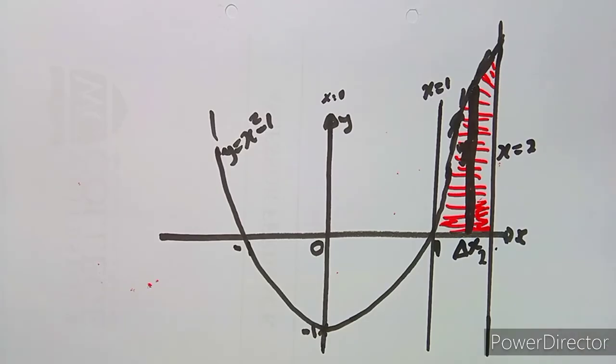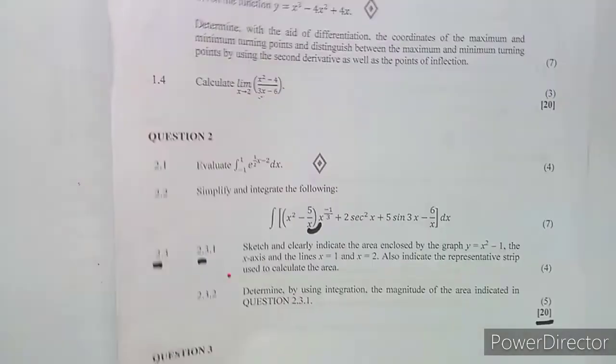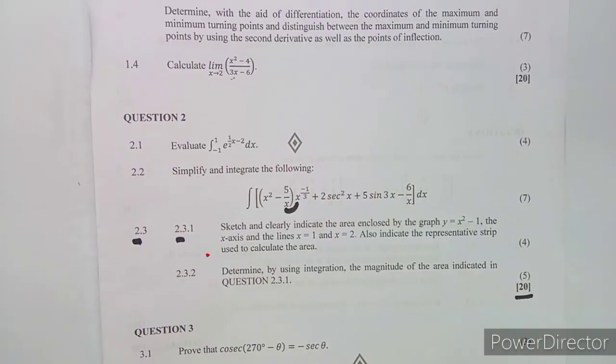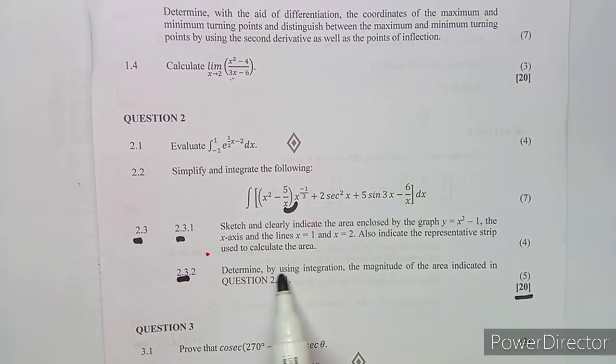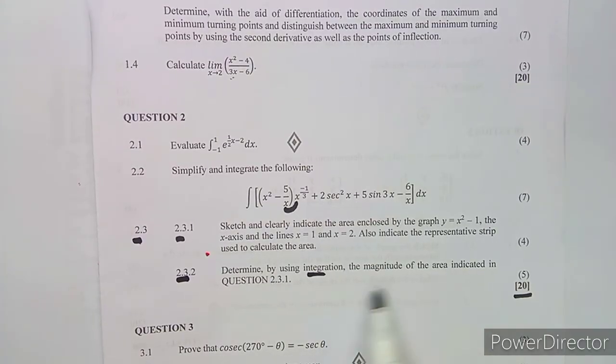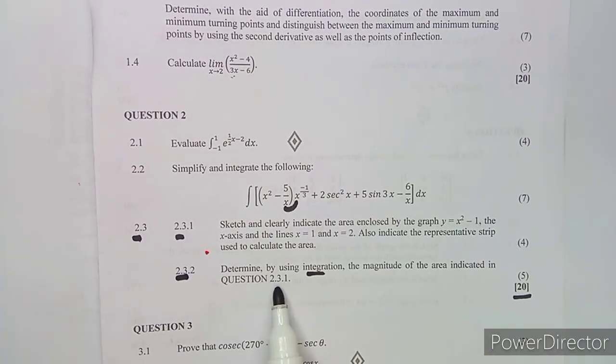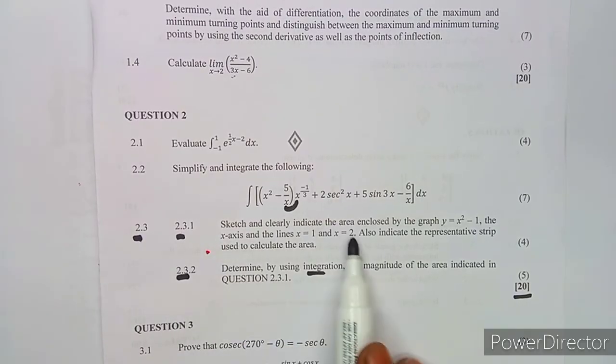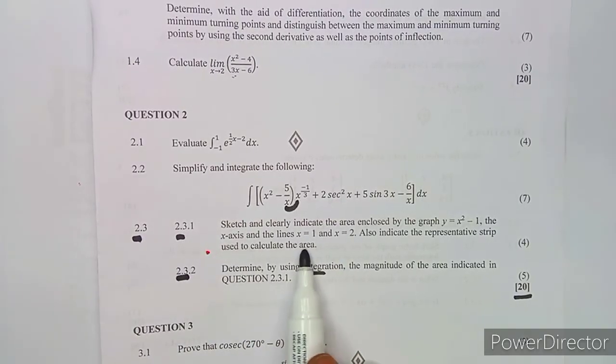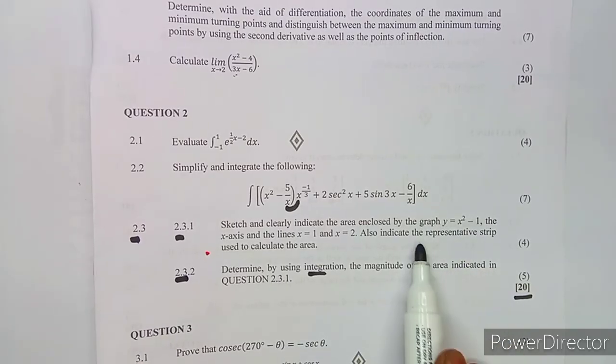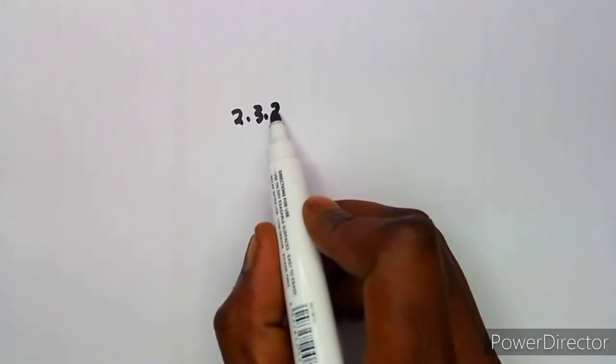When you're asked to sketch, you need to find the x-intercepts and y-intercepts, then you indicate clearly on the sketch. Then finally the question is now saying determine by using integration the magnitude of the area indicated in question 2.31, because this was going to be used to calculate area with the representative strip. So we know that area simply means the integral. To integrate is simply to find area.